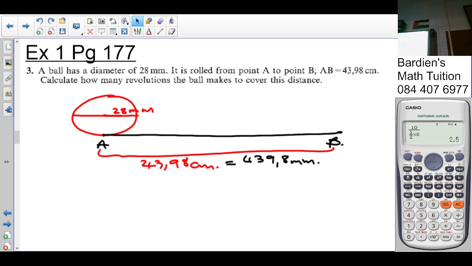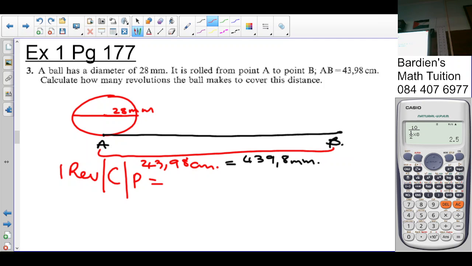If I take one revolution into account, do you think that is the area of the circle or the circumference of the circle? Circumference. So that's dealing with the outside of the circle. In other words, I need to know what one revolution, which is the perimeter of the circle, will cover. How do you calculate the perimeter of the circle?